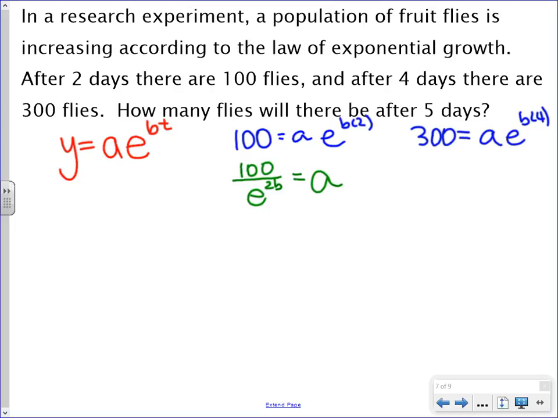Okay. Then we're going to take this and plug it in over here. So now 300 equals A times e to the 4 times b. Okay. Is there a way to rewrite 100 divided by e to the 2b times e to the 4b?